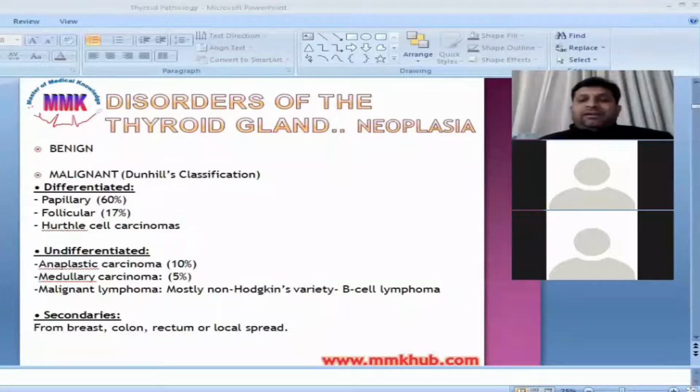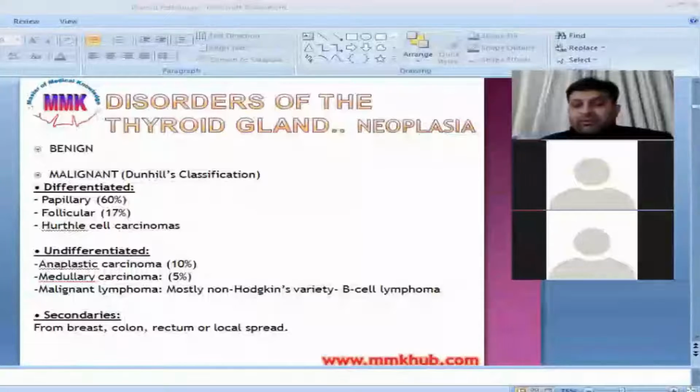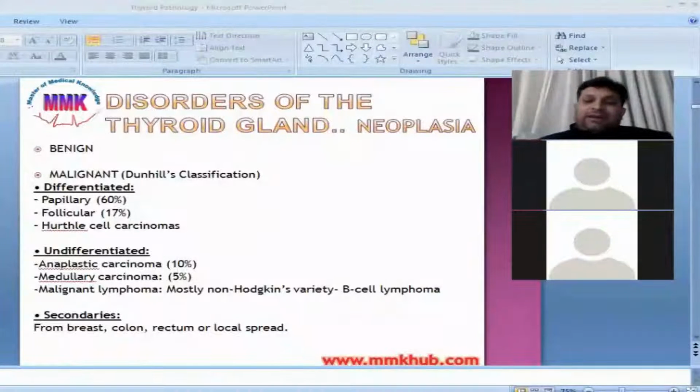Malignant is then classified by the Dunhill classification into three categories. One is the differentiated thyroid neoplasia, which includes papillary carcinoma, the most common, then follicular carcinoma. These percentages are the percentage of incidence, and then Hurthle cell carcinoma. These we will discuss in the neoplasia section of our lectures. Then the undifferentiated category includes anaplastic carcinoma, medullary carcinoma, and malignant lymphoma. Malignant lymphoma in the case of thyroid is usually the non-Hodgkin variety, which is a B-cell lymphoma.